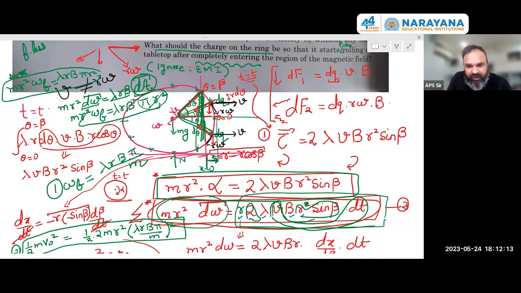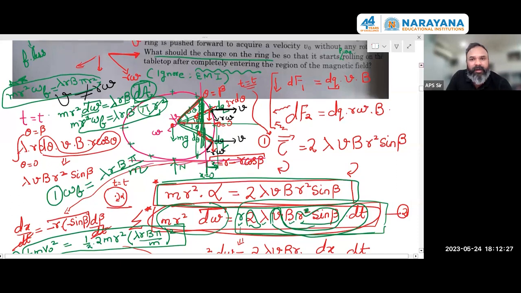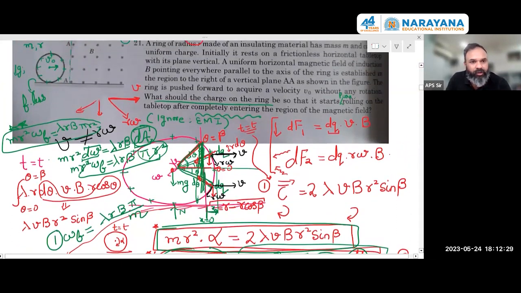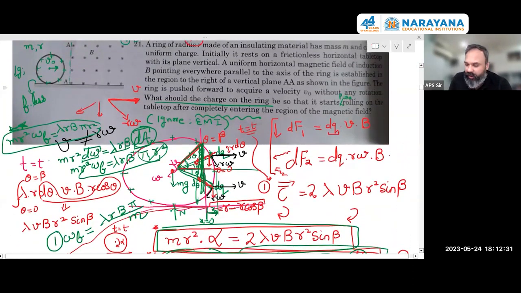Because all these terms, V, R sine beta, dt, 2, this is the area of that differential strip which is entering. That is the nice observation. Then everything falls in place and you get your answer. All other parameters in the problem were given to you. So that is how you can approach this question.